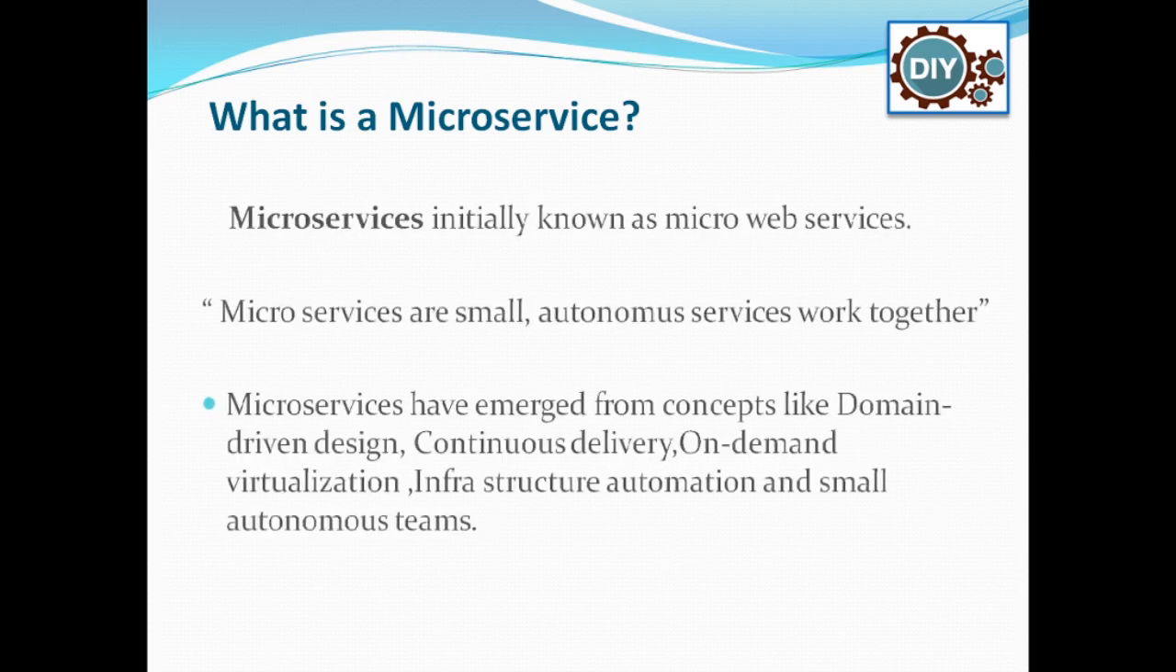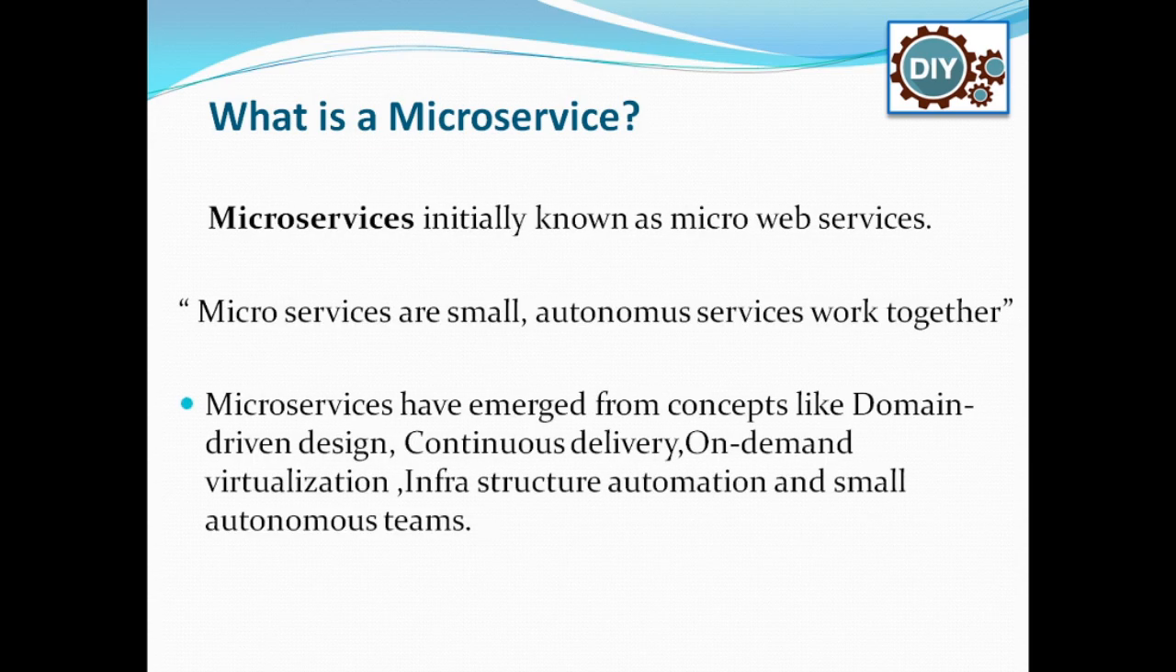So what exactly is a microservice? Microservices were initially known as micro web services. Microservices are small autonomous services which work together. Actually, microservices have emerged from concepts called domain driven design, continuous delivery, on demand virtualization, infrastructure automation, and small autonomous teams that can work together.